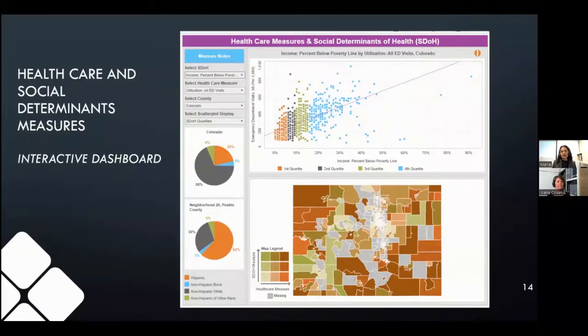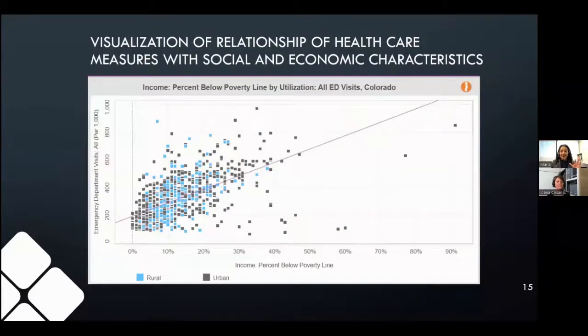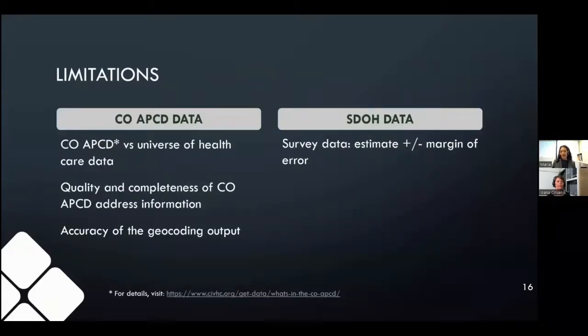This is just a zoom in of the plot for the visualization of the relationship between emergency department utilization and level of poverty in neighborhoods in Colorado. As you can see here, neighborhoods with lower level of poverty have also lower levels of emergency department utilization. And the colors in the graph indicate the census tracts or neighborhoods that are rural and the neighborhoods that are urban. There are a few limitations to be aware of for this analysis.